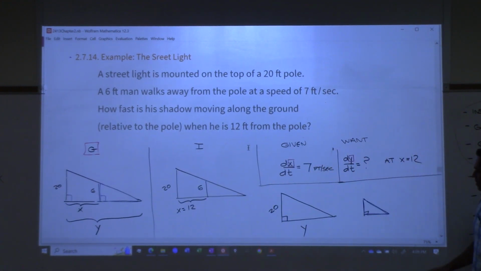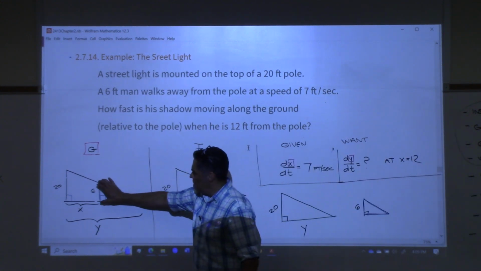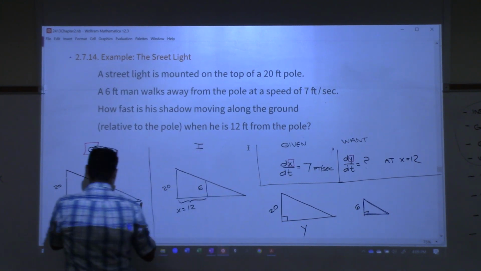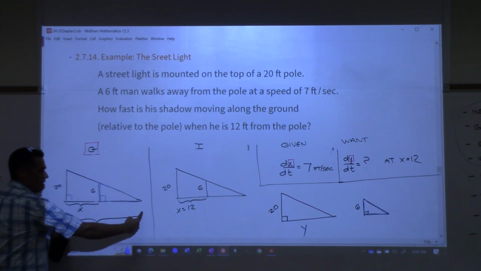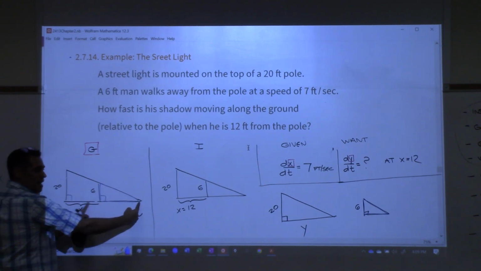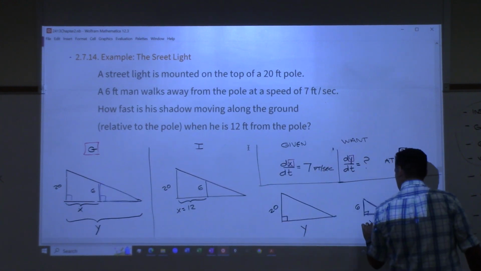Okay, this is the tricky one. This one, this is 6, right? That's the man. What's this side? Y minus x. Because if this distance from here to here is y, and this distance from here to here is x, this is the difference between the two. This is that y, take away the x. So this is y minus x.